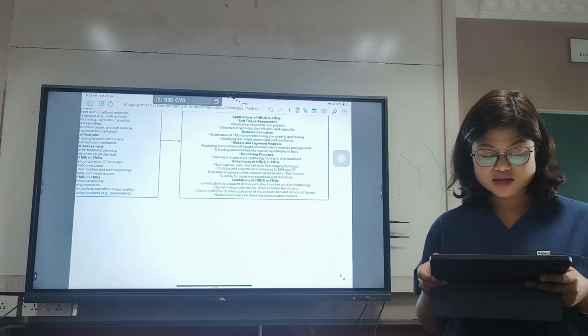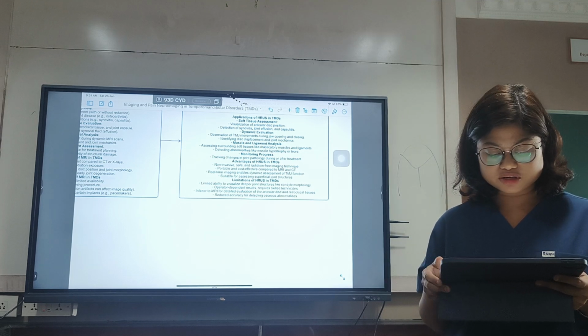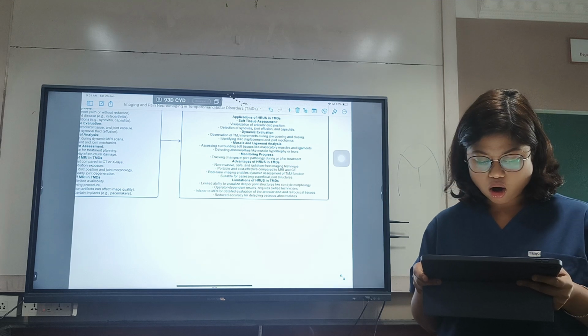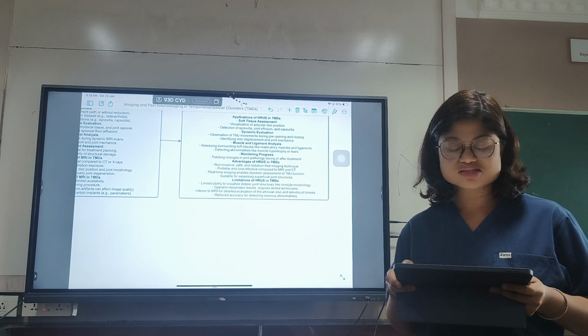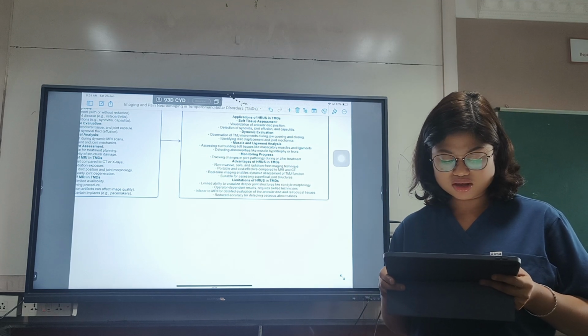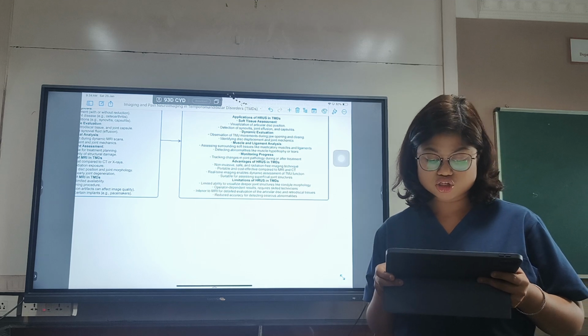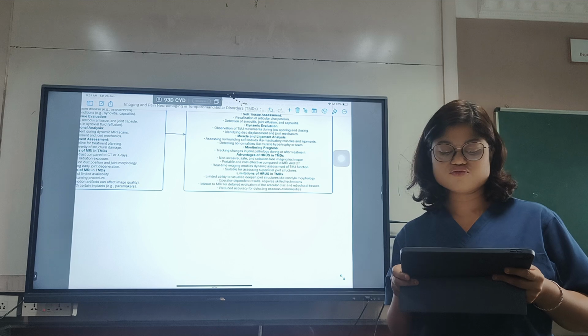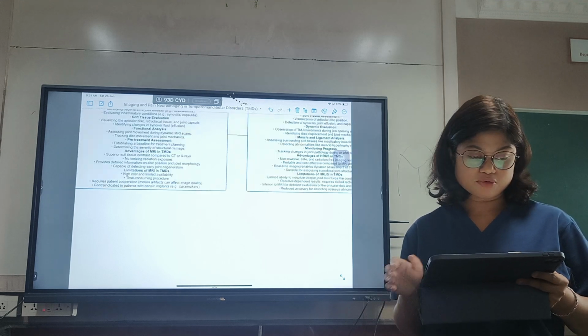Limitations: limited ability to visualize deeper joint structures such as the condyle morphology. Operator-dependent results require skilled technicians, inferior to MRI for detailed evaluation of the articular disc and retrodiscal tissues. Reduced accuracy for osseous defects and abnormalities.